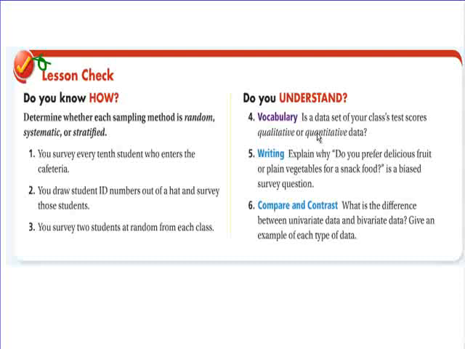Qualitative and quantitative, that's where we started today. Explain why. Do you prefer delicious fruit or plain vegetables for a snack food is biased. So we're looking for that bias, so explain why. And last one, what is the difference between univariate and bivariate data? And give an example of each. So this one might be a little bit different. If you want to build on an example in the notes, that's fine.